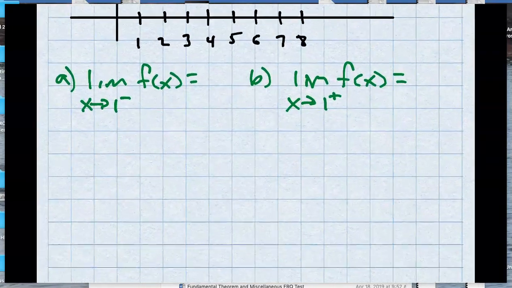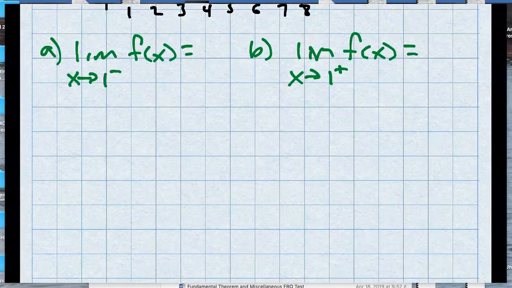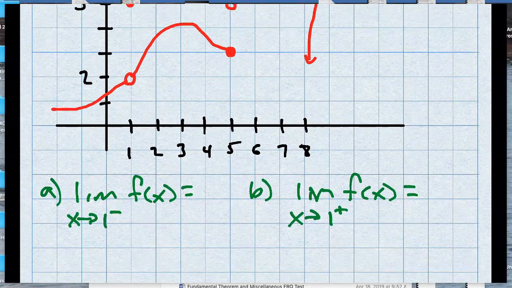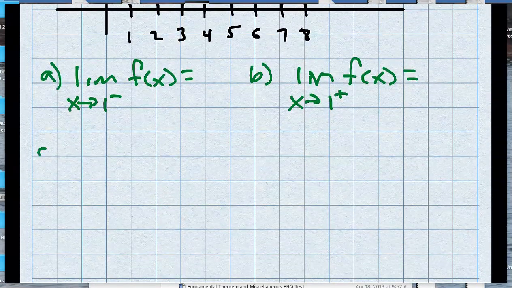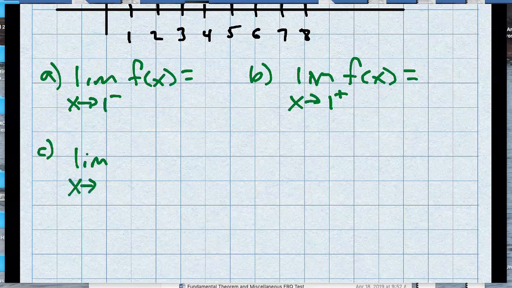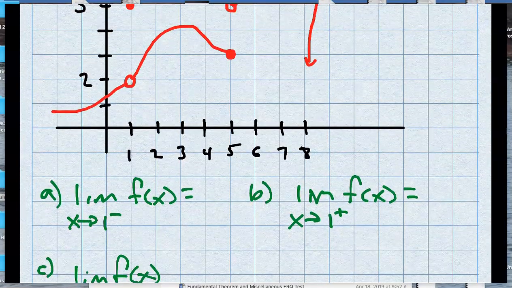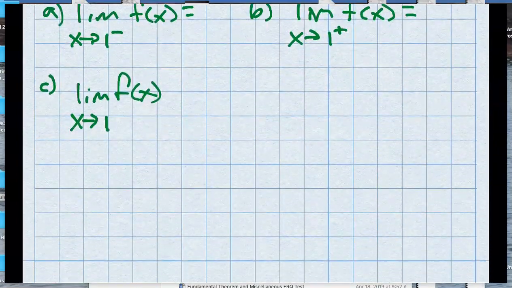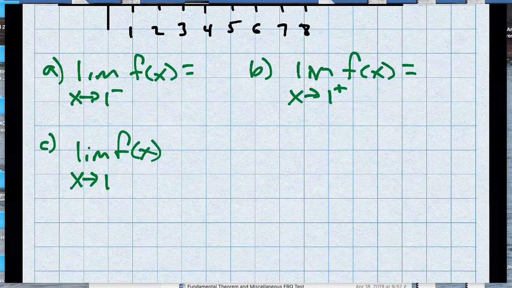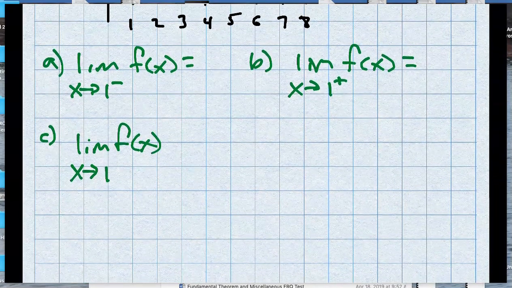Let me write a couple more down here. I'm going to scroll back and forth just so you know. What if I ask, what's the limit as x goes towards 1? And then let me do another grouping. Let's do the same thing for 5 and 8. So let's look at those 3 things for 5 and 8.